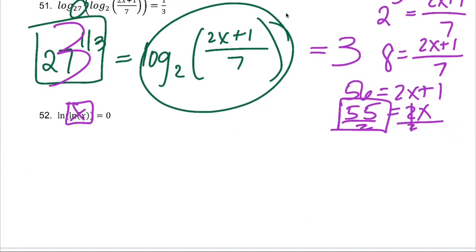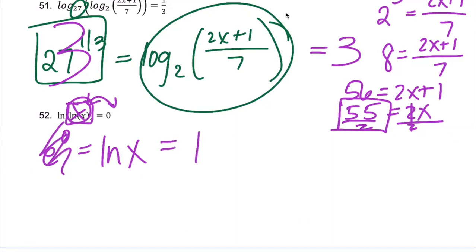So if I convert the outside to exponential form, this natural log has a base of e, so I'm going to say e to the 0 equals ln of x. All this stuff moved, switched places, the e came up. Change this, e to the 0 is equal to 1.